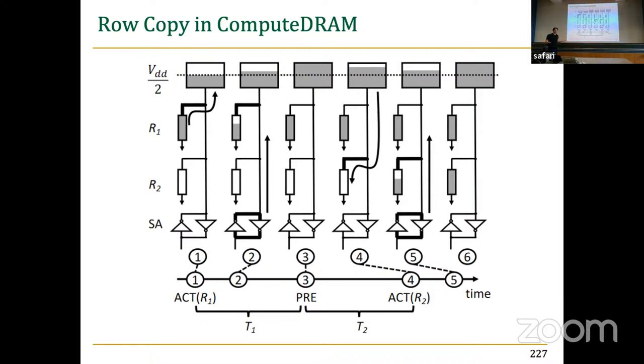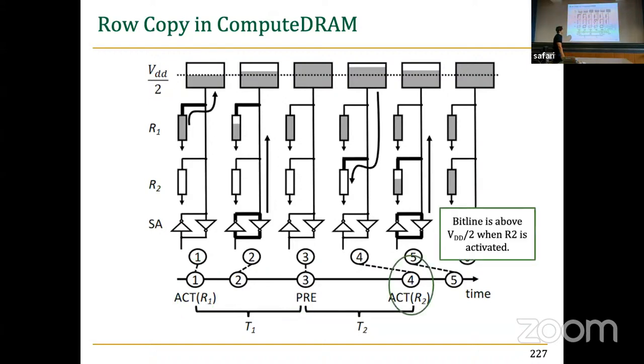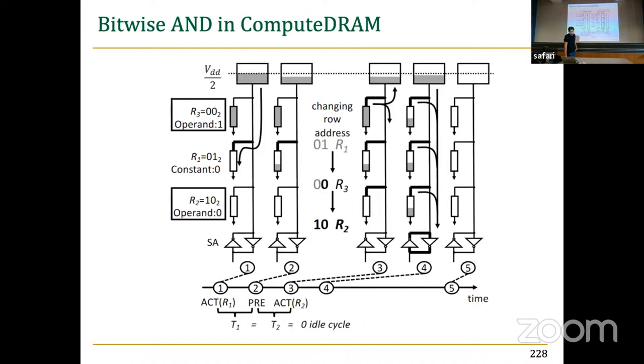The basic idea is the same as in RowClone, activating two rows. The magic in this ComputeDRAM work is that they manage to mimic these back-to-back activations by making these T1 and T2 very small. And that's the entire explanation. So the bit line is above half VDD when row two is activated, you see? So the voltage of the bit line is still pretty high. When the second row gets active, it gets essentially charged with the same charge that the bit line has. Okay, and then there is a way of doing bitwise AND or OR.